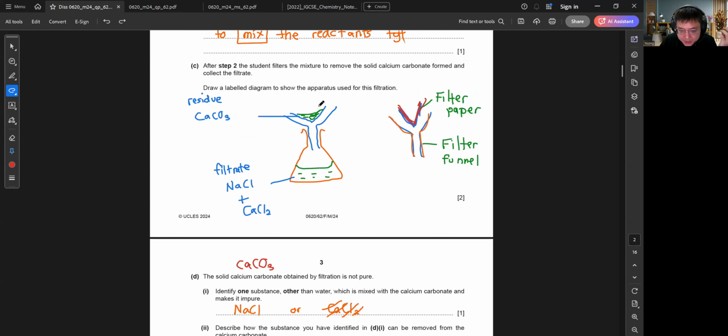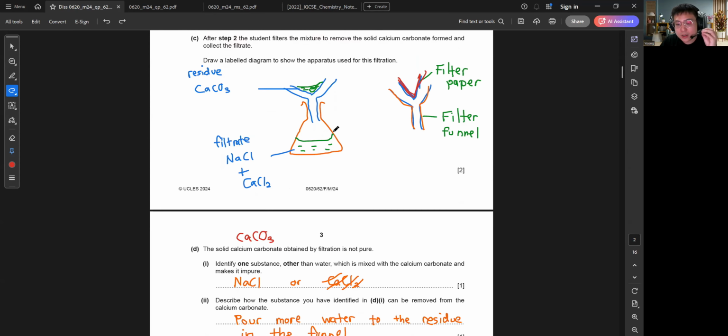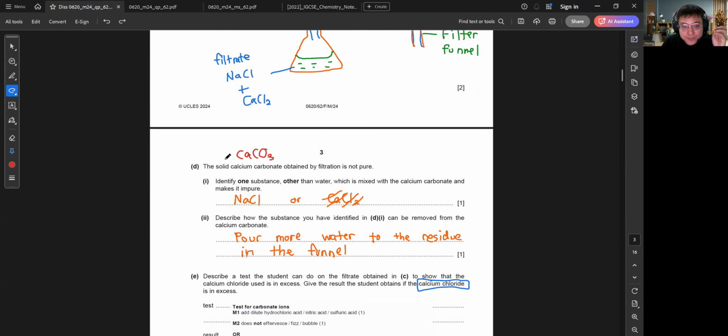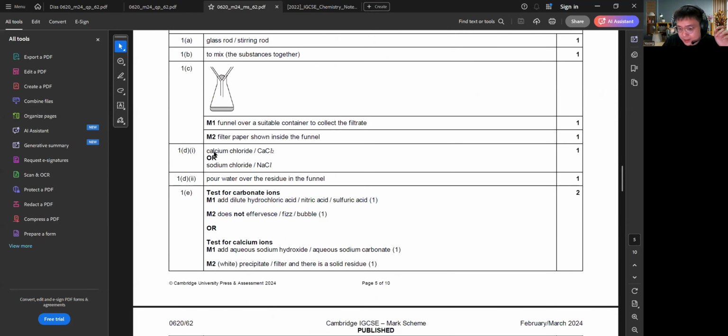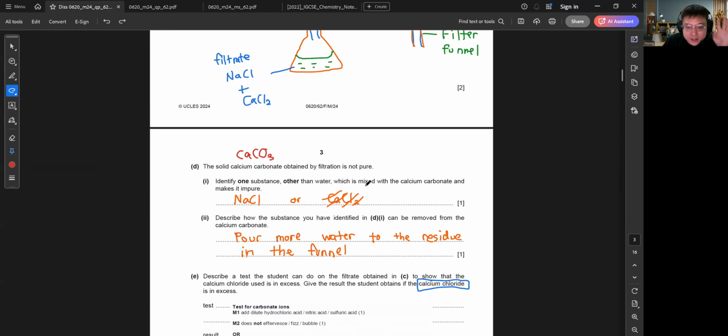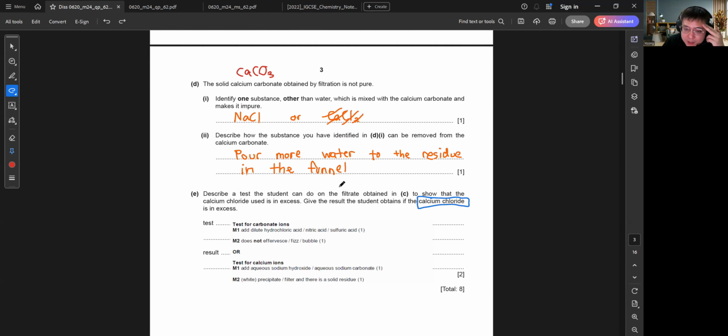A certain percentage of it will get stuck on top here. Who will get stuck on top? NaCl and CaCl2. There definitely will be a small percentage that did not flow through. That is like sticking with the CaCO3. All right. So let's see if the answer accepts both. Yes, they do accept both. So as long as the students write either one of it, you would get the marks. All right. Okay, then we go down to the next one.